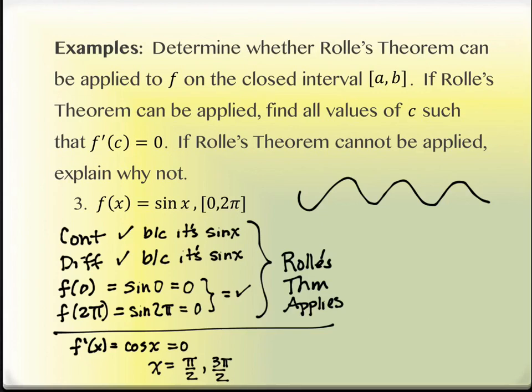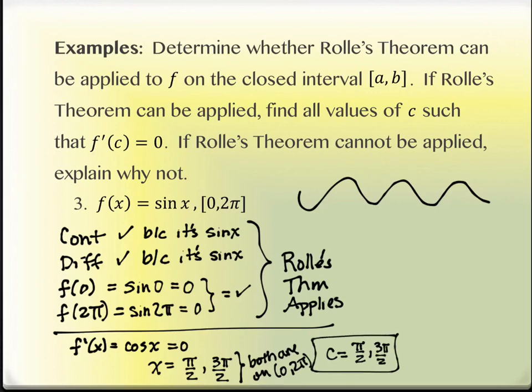Yeah, there happen to be 2, and these are both on my interval 0 to 2 pi, right? There's lots more places that this would work, but on the interval from 0 to 2 pi, these are the 2 options. So both are on the interval. C is equal, in this case, to pi over 2 and 3 pi over 2. We're not guaranteed 2 values, but we actually ended up with 2 values in this one.